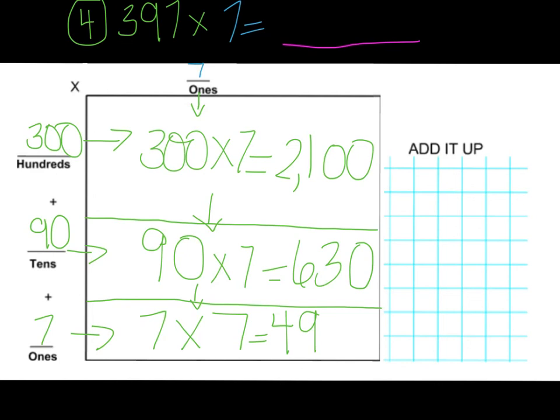Now I'm on to my last step where I'm going to add it up and get my total. So I'm going to go to my graph paper. 2,100 plus 630 plus 49, all lined up by place value, each digit having its own box. 0 plus 0 plus 9 is 9. 3 plus 4 is 7. 1 plus 6 is 7. And 2 plus nothing is 2. So my answer for 397 times 7 is 2,779.